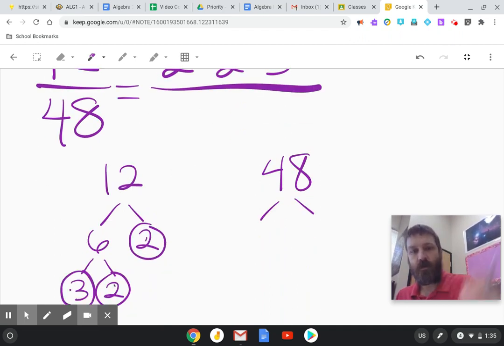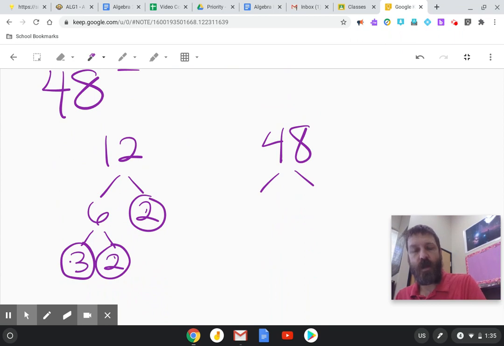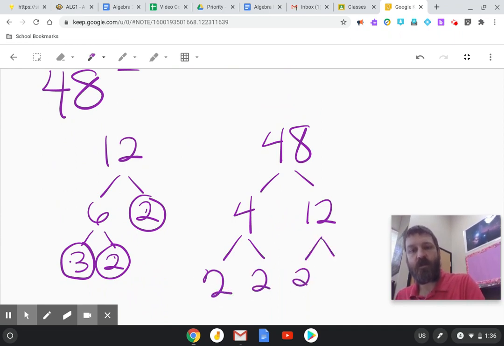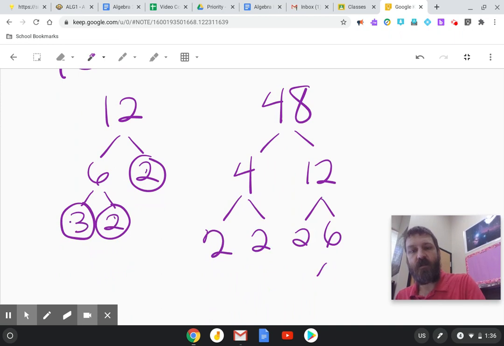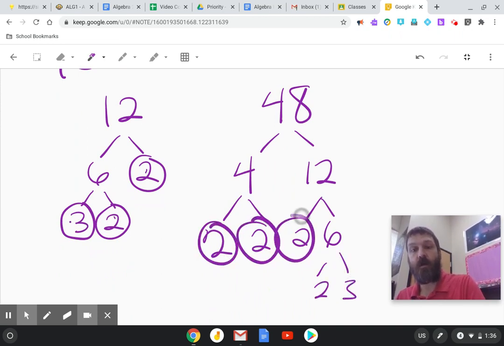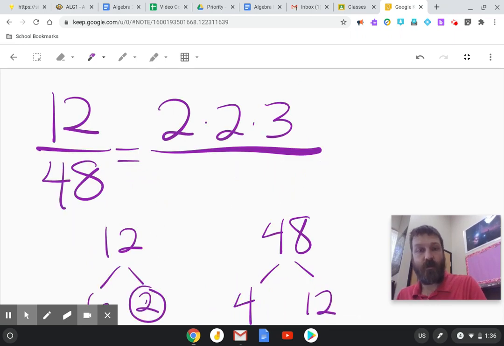2 times 2 times 3 would give me 12. You can do the same thing with 48. 48 is 4 times 12. 4 is 2 times 2. 12 is 2 times 6. And 6 is 2 times 3. And you see how far I had to break that down to get all prime numbers. So I got 4 2's and a 3. 2 times 2 times 2 times 2 times 3.